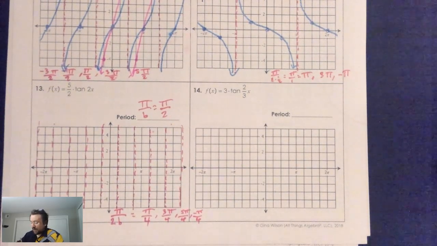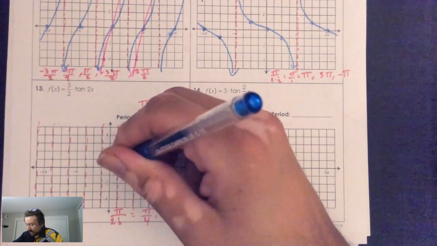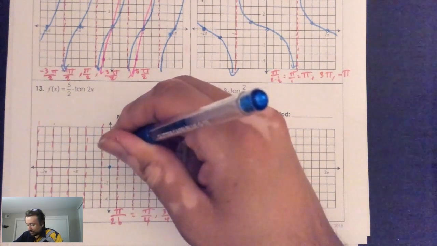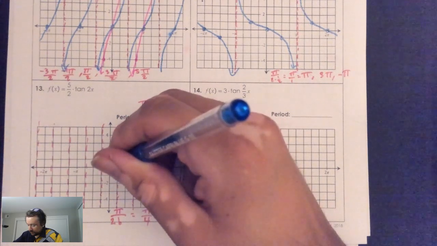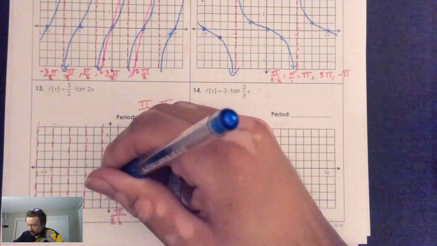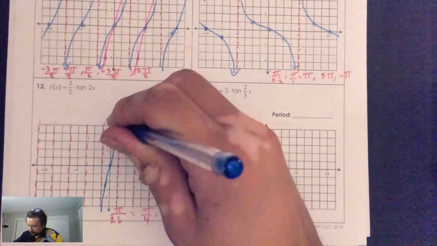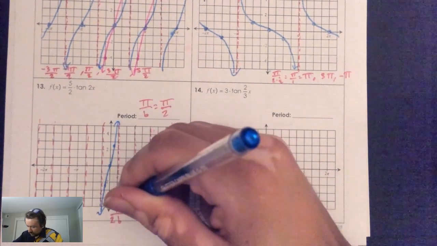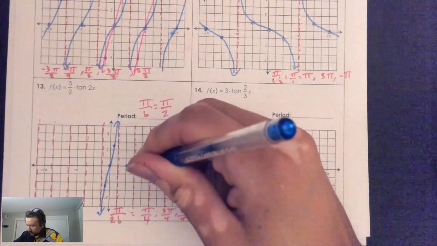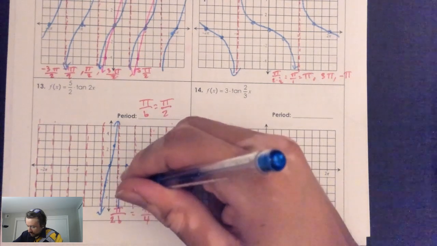So this one says 5 over 2. So again, if I wanted to be accurate, I can go to wherever 5 over 2 is, which is about right here, and then halfway between our intercept and our asymptote, and then graph that. But as long as you're getting the points, the intercepts right and the asymptotes right, that's really the key part here.